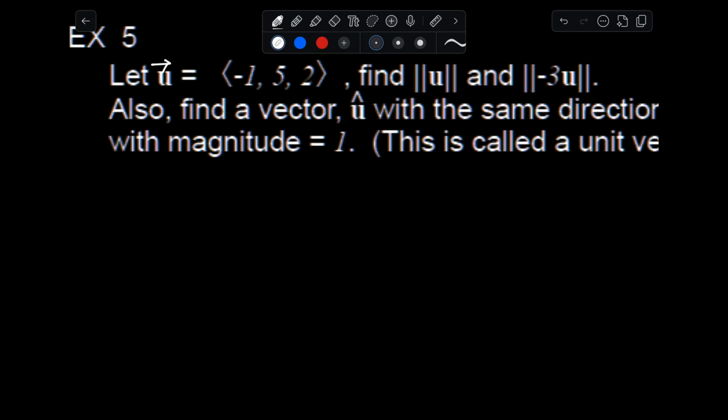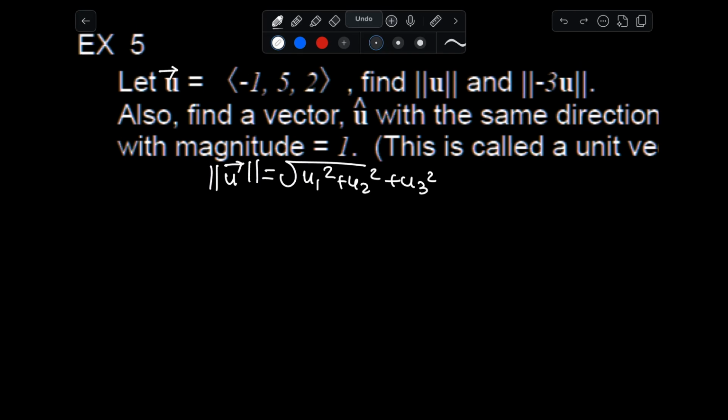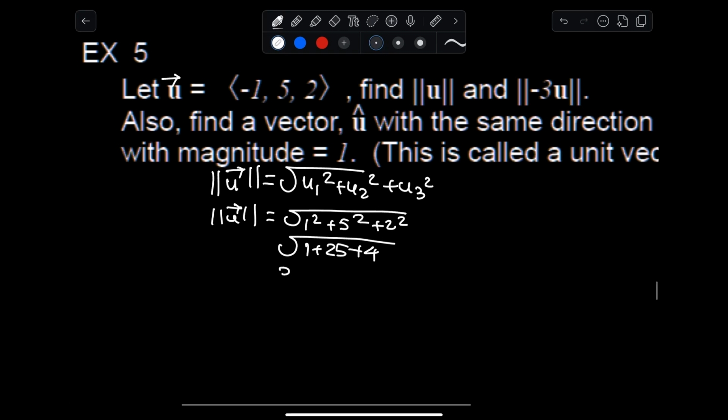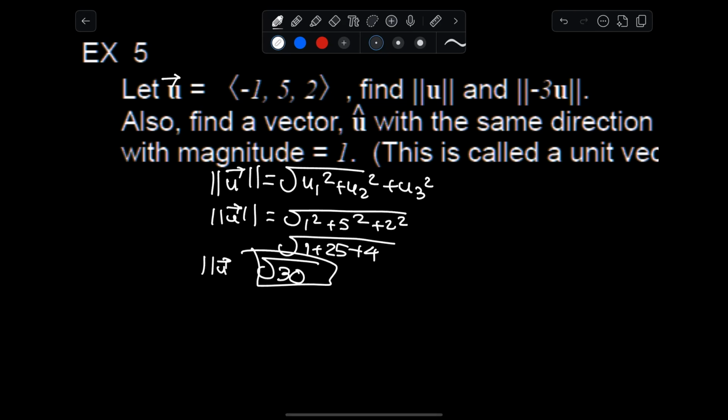Okay, so we know this is our vector, and we want to solve for the magnitude of u. We know the formula for solving for the magnitude of a vector. So we're going to do 1 squared plus 5 squared plus 2 squared, which equals the magnitude of u squared, which is just going to be 1 plus 25 plus 4, which equals root 30. So we solved for the magnitude of this.